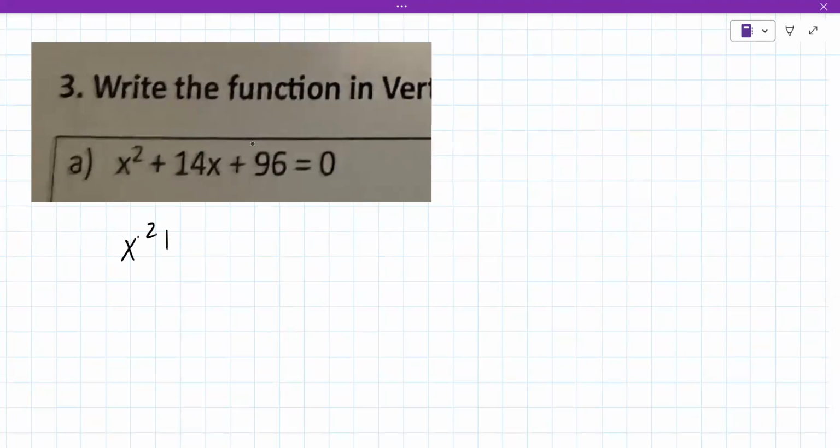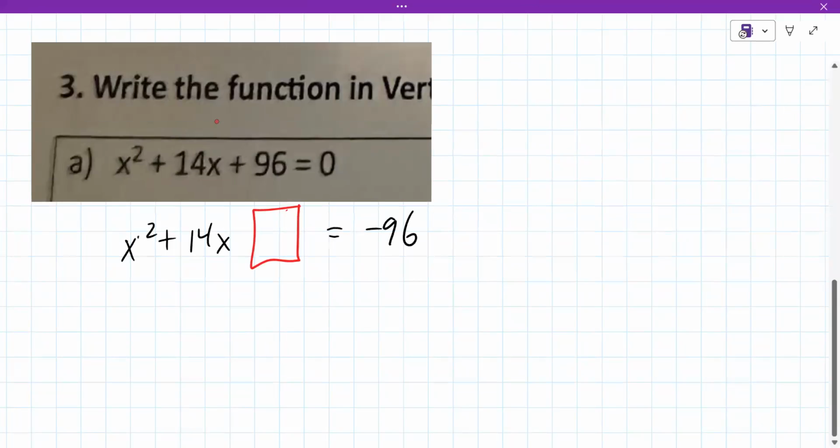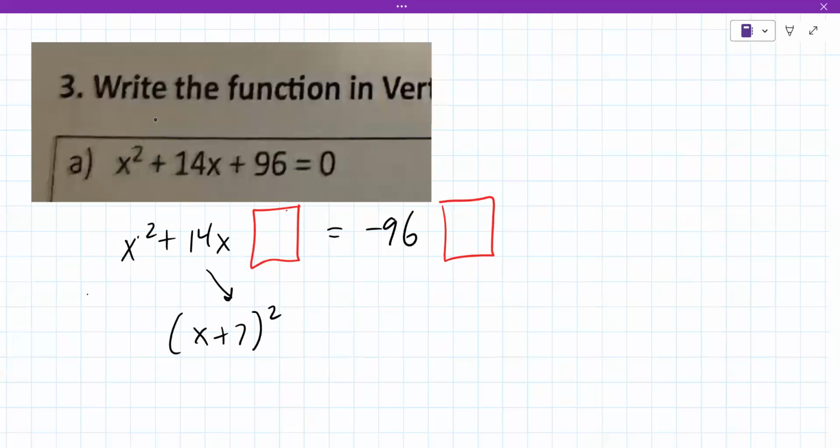All right, so my approach here: you move the number over to the other side and you figure out what goes in this missing position. X plus 7 squared, then you get plus 49. Negative 96 minus 30 or plus 49.